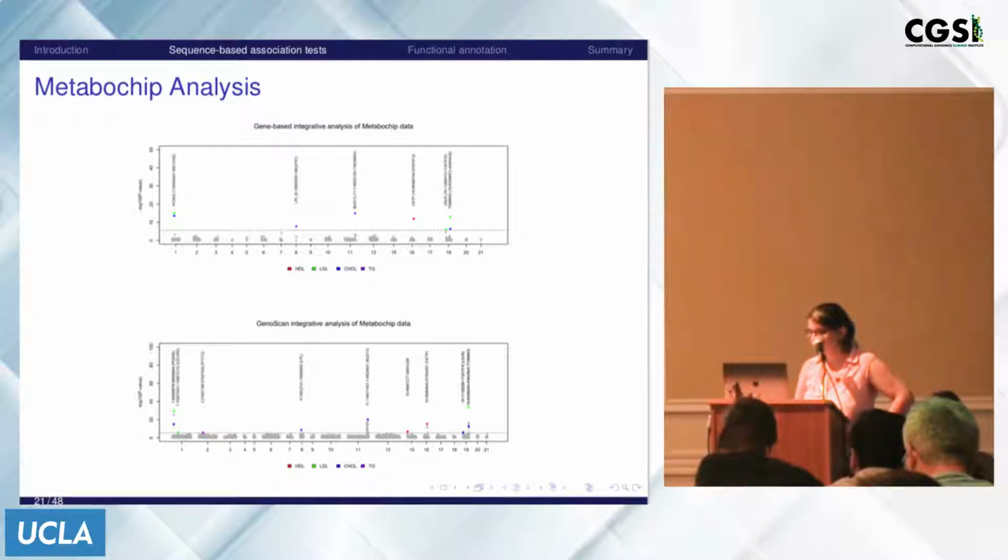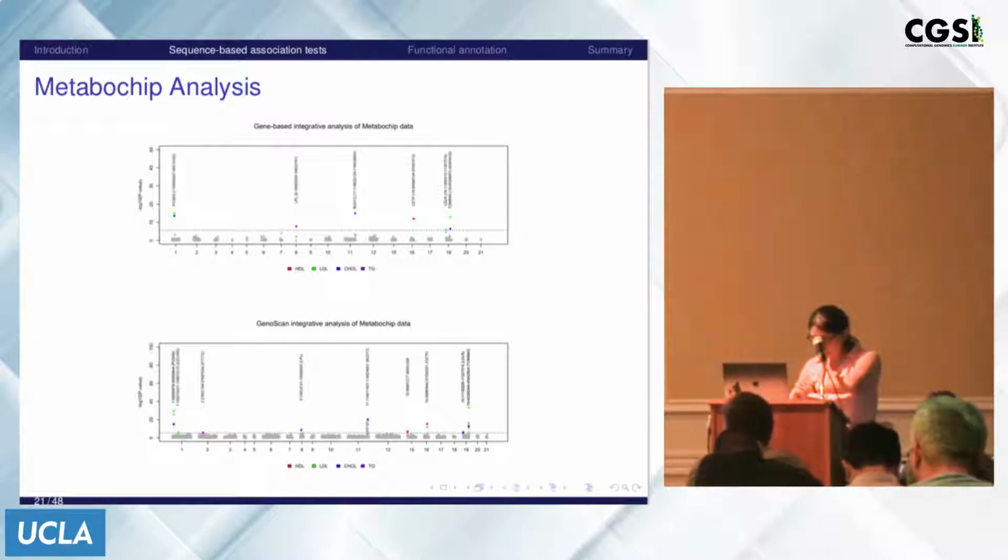So what you can probably easily see is that we are able to identify more significant windows by doing the sliding window approach versus a gene-based approach. And this has to do with the fact that oftentimes the signal clusters within regions of a gene, and so this type of sliding window approach is more sensitive to that scenario than just doing a gene-based approach. Okay?